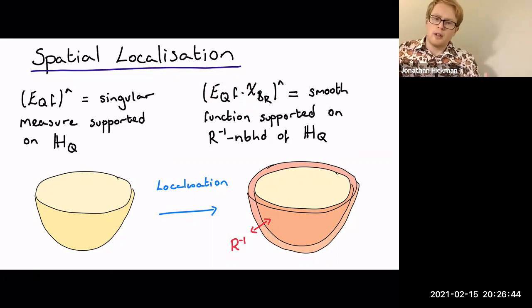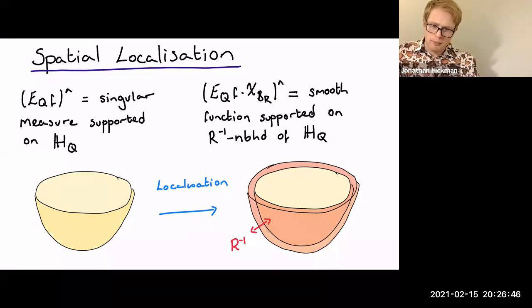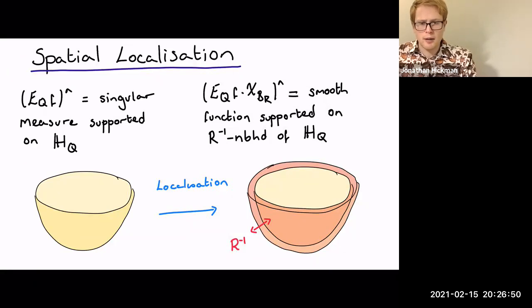Now, if we localize in the spatial domain, that should have consequences for how the operator looks in the frequency domain due to the uncertainty principle. So in particular, localizing to scale R in the spatial domain corresponds to inducing uncertainty at the reciprocal scale 1 over R in the frequency domain.